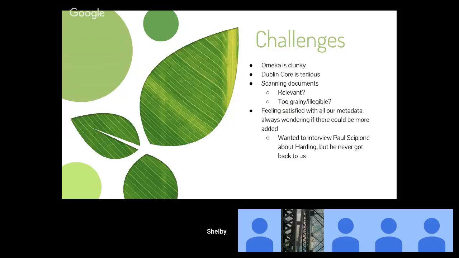We also had to scan a bunch of documents several times because they came out too grainy or illegible. We figured out that scanning in color was our friend for the magazine articles and even sometimes pictures, because in black and white, you can only make out one tooth of a smile sometimes. So it was tough. That's why we lived in the library. The next challenge was just feeling satisfied with everything we had. There was so much stuff, so we were always wondering, could we add more? When do we stop? When do we give this up?